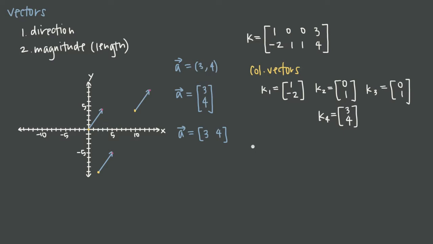K also has row vectors, which are just the rows of K. So we could write these row vectors in the context of row here. We'll say k1 is going to be equal to the first row, 1, 0, 0, 3, and k2, the second row, is the -2, 1, 1, 4.